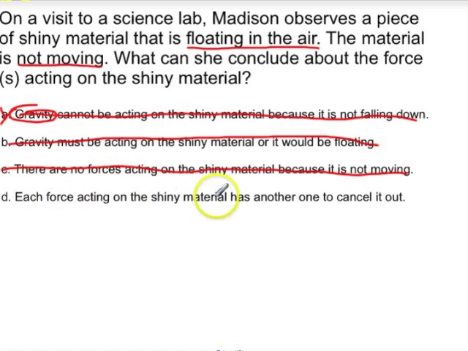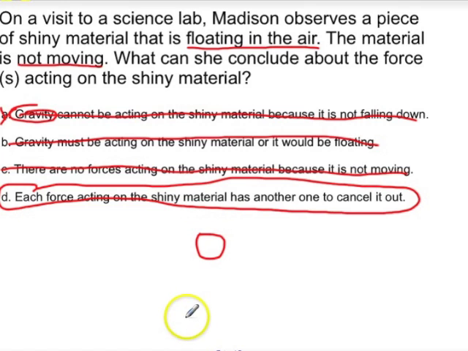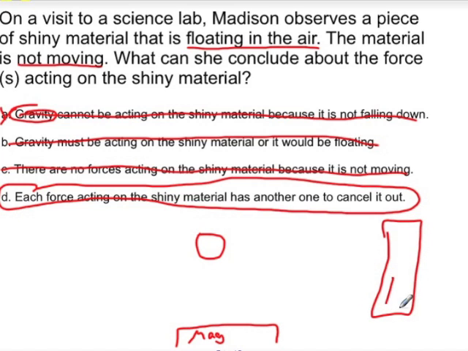Each force acting on the shiny material has one to cancel it out. Yes, this makes sense. So we don't know what that shiny material is. This may be a type of metal that seems to be floating in air, and maybe below it, towards the bottom, you have a giant magnet. And just like in one experiment where we had the magnets and the test tube, with one magnet inside and the other magnet seemed to be floating. So maybe that's what you have here. Gravity would still be pulling down, but maybe the magnetism is pushing up on it.